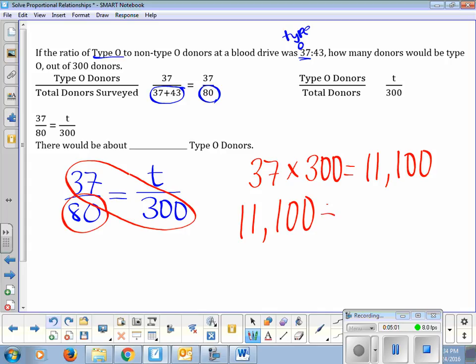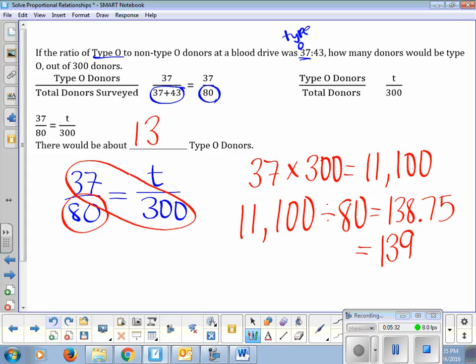So I'm going to take my value for 11,100 and I'm going to divide by my leftover number, 80. The reason we're dividing is because in the last example, to get the variable by itself, we divided by the number in front. This time we're going to divide by our leftover number. What is 11,100 divided by 80? 138.75. Okay. And can we have 0.75 of a person? No, so we want to round, and what are we rounding to? 139. So there will be about 139 type O donors.